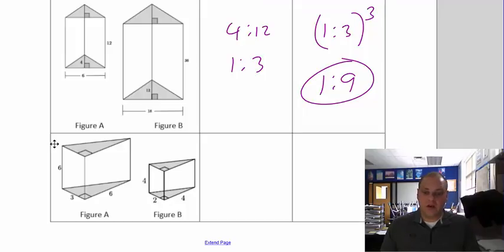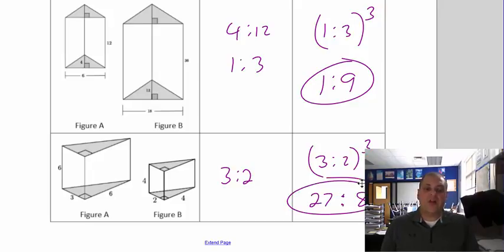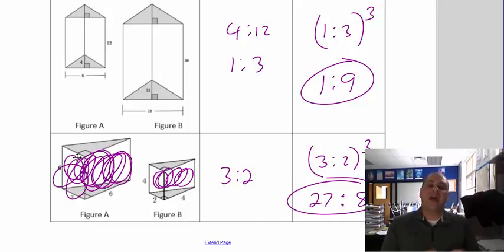And then this one here, it looks like 3 to 2 is the ratio. So 3 to 2, and then we're going to cube both of those, and it's going to be 3 cubed is 27, and then 2 cubed is 8. So the volume will be 27 to 8. So for every 8 cubic units in this guy, you can hold 27 cubic units inside that guy right there. Those are triangular prisms.